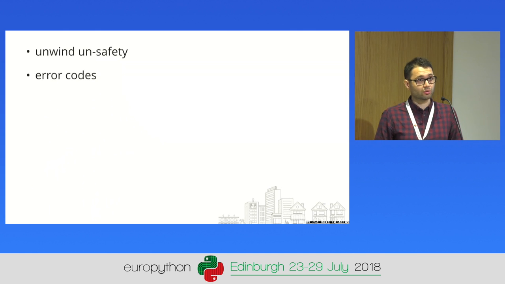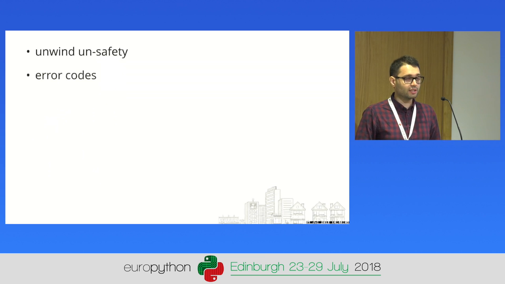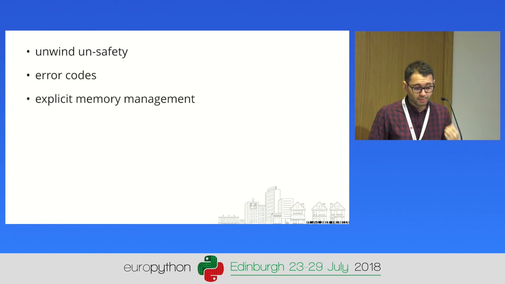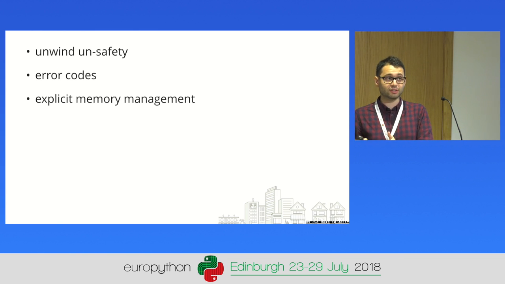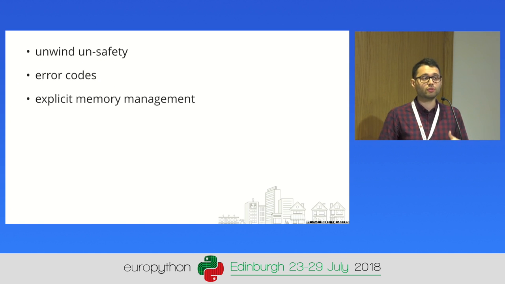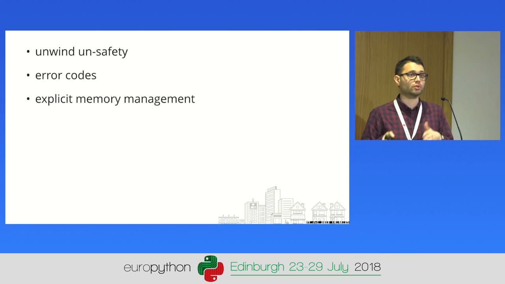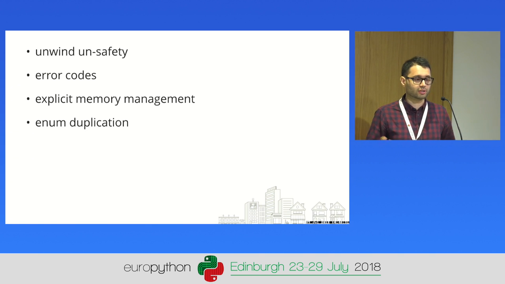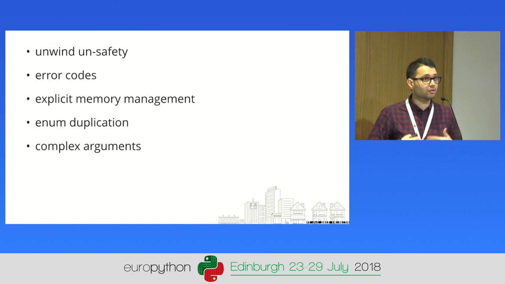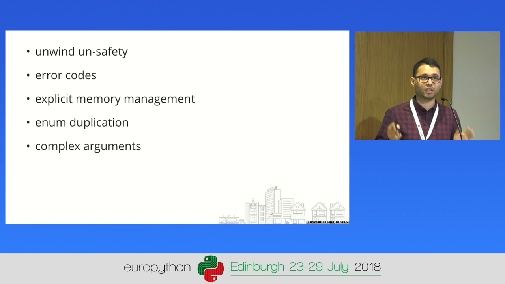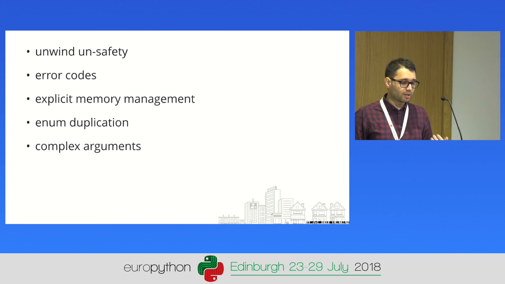The second thing is error codes. Since the library is actually going to look like a C library, we need to define error codes and a way for your user to get them. And we need to do explicit memory management, because yes, the library is pure Rust, but this little thin layer is going to be used by C applications. So we need to be very careful in telling the user what is managed, what is owned, what they need to free, what they don't need to free. Also, we need to duplicate enums, because unfortunately Rust has this shortcoming at the moment. Complex arguments are a bit of a pain. For example, Python dictionaries, you need to serialize them or transform them into some kind of object and then feed them into your library, and many, many more.